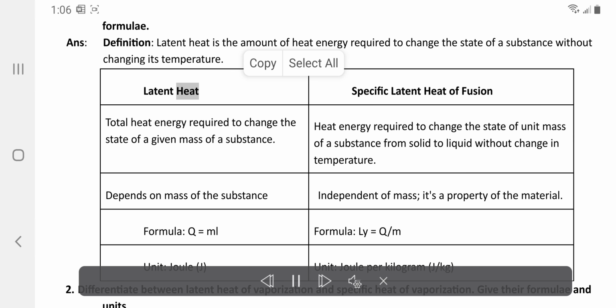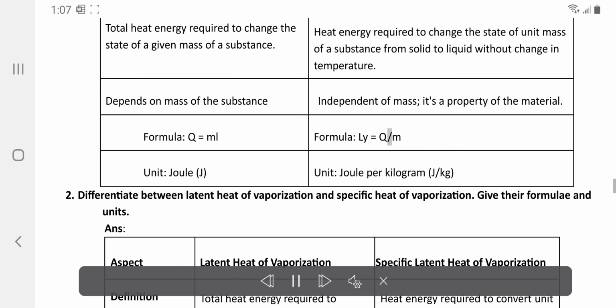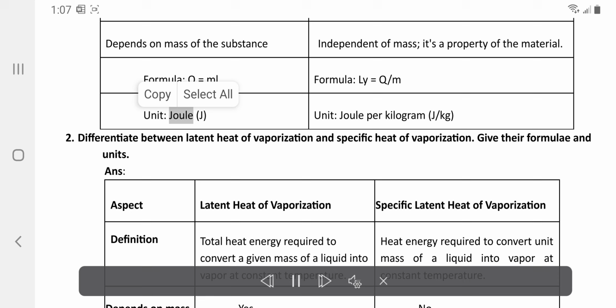Latent heat: total heat energy required to change the state of a given mass of a substance. Specific latent heat of fusion: heat energy required to change the state of unit mass of a substance from solid to liquid without change in temperature. Latent heat depends on the mass of the substance. Specific latent heat is independent of mass, it's a property of the material. Formula: Q equals mL. Formula: L equals Q/m. Unit: joule, J. Unit: joule per kilogram, J/kg.